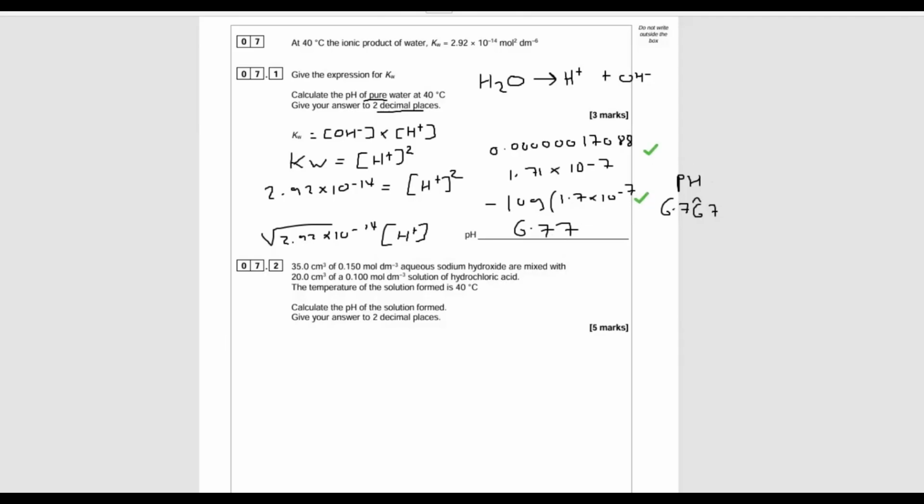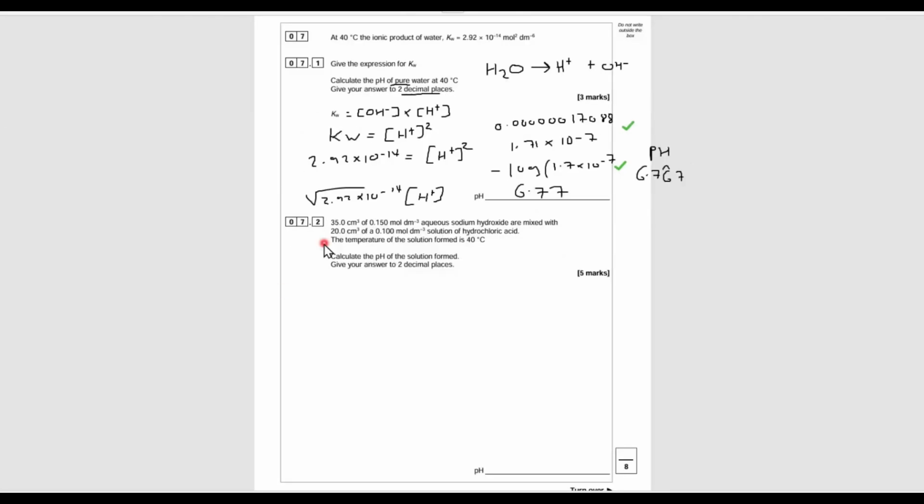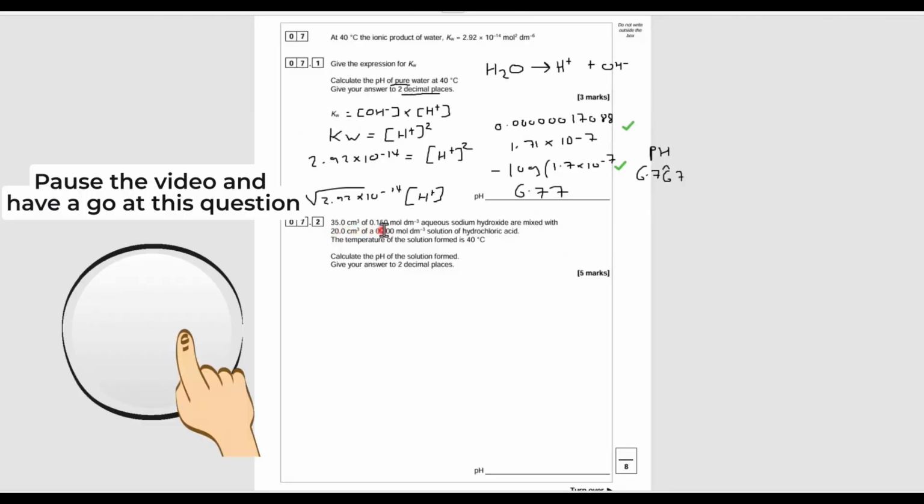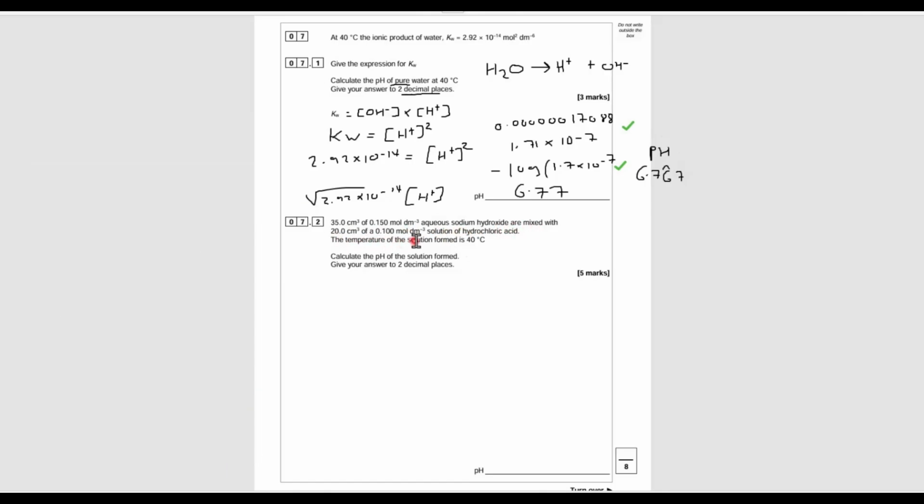Right, let's look at this next part of the question. 35 centimeter cubed of 0.150 mole per decimeter cubed aqueous sodium hydroxide are mixed with 20 centimeter cubed of a 0.1 mole per decimeter cubed solution of hydrochloric acid. The temperature of the solution formed is 40 degrees. Calculate the pH of the solution formed. Give your answer to 2 dp.